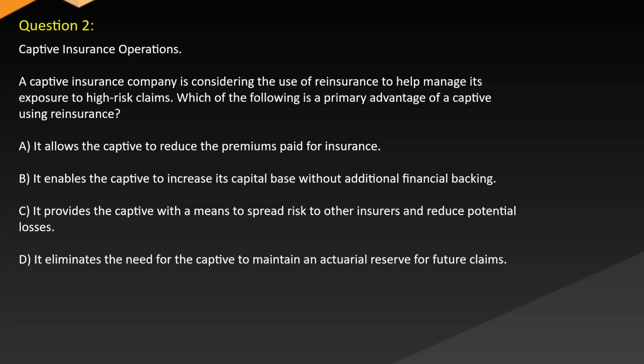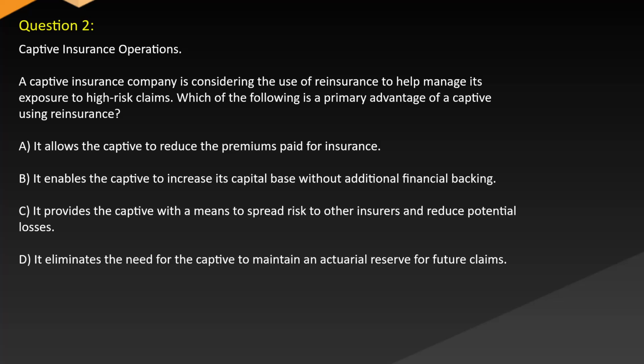Question 2. Captive insurance operations. A captive insurance company is considering the use of reinsurance to help manage its exposure to high-risk claims. Which of the following is a primary advantage of a captive using reinsurance? A. It allows the captive to reduce the premiums paid for insurance. B. It enables the captive to increase its capital base without additional financial backing.